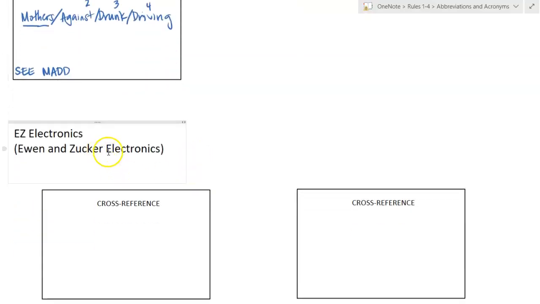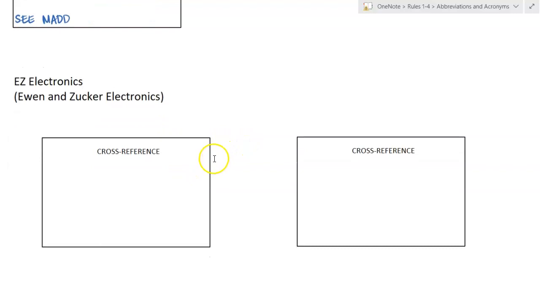For this next one, we have Easy Electronics, which is also known as Ewan and Zucker Electronics. In this case, my original filing segment is going to be filed under EZ as my key unit and Electronics as unit 2. So my cross-reference is going to be Ewan and Zucker Electronics.